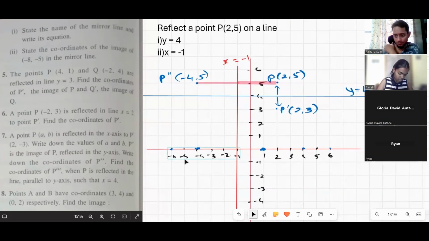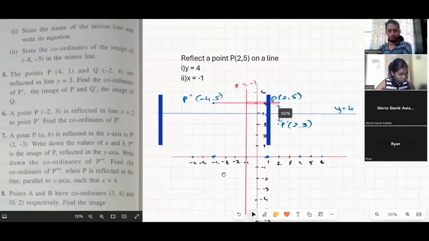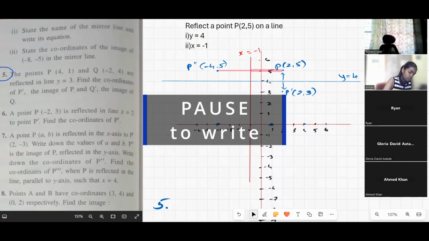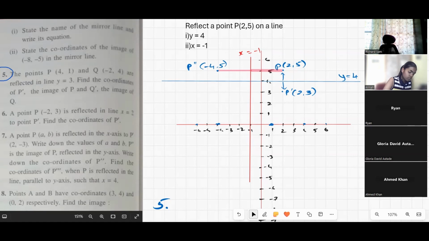After you're done with this, question number 5 from my book. It's similar to this. You will not be using a graph paper. Just draw a rough diagram of this and plot these 2 points P and Q. Question number 5, everyone. What is the reflection of point P (4, 1) on the line y = 3?